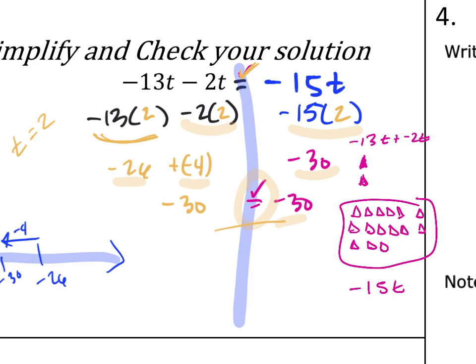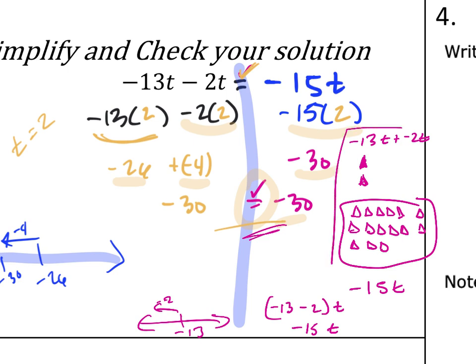Okay. Again, if you're doing it abstractly, you'd say, oh, look, I got negative 13 minus 2 times t. Negative 13 minus 2 goes to the left, which means we're going to have negative 15t. And we already checked it. We know that's the correct solution. But the reason why you're watching is you're not sure how to do this.